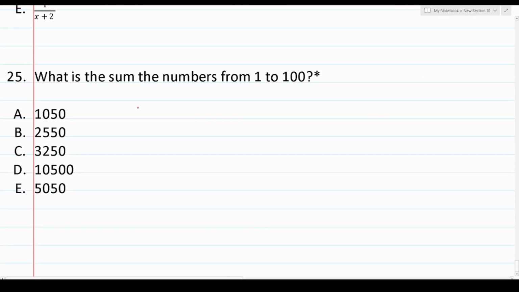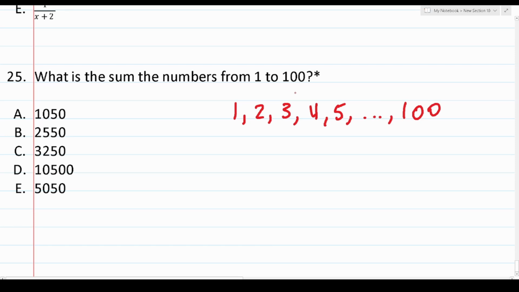All right, so number 25 says, what is the sum of the numbers from 1 to 100? Okay, so this is a pretty challenging problem despite the fact that it's only a few words long. We want to find the sum of the numbers from 1 to 100. Again, the best way to approach these problems is to treat the terms from 1 to 100 as an arithmetic sequence. So for example, we have in this sequence 1, 2, 3, 4, 5, all the way to the last term in our sequence, notably 100.